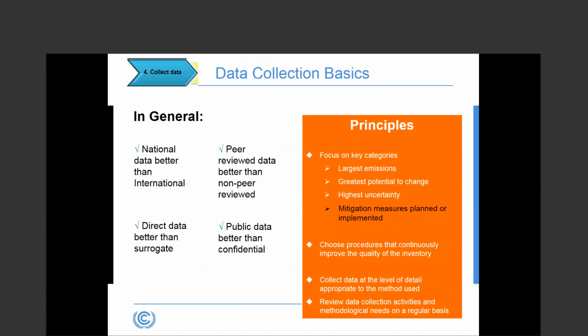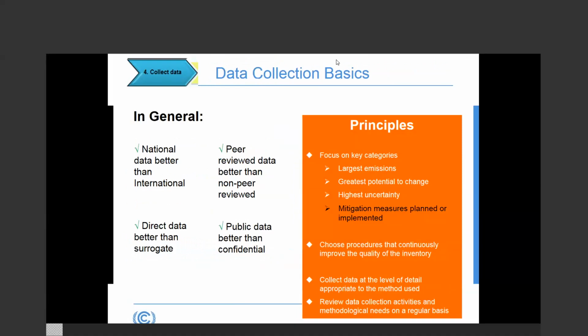Focus on the key categories first. As I mentioned before, it's because they show us where the largest emissions are coming from, which categories have the greatest potential to change, where the highest uncertainties reside, and which mitigation measures are planned or implemented. Other focal points: choose procedures that continuously improve the quality of the inventory.